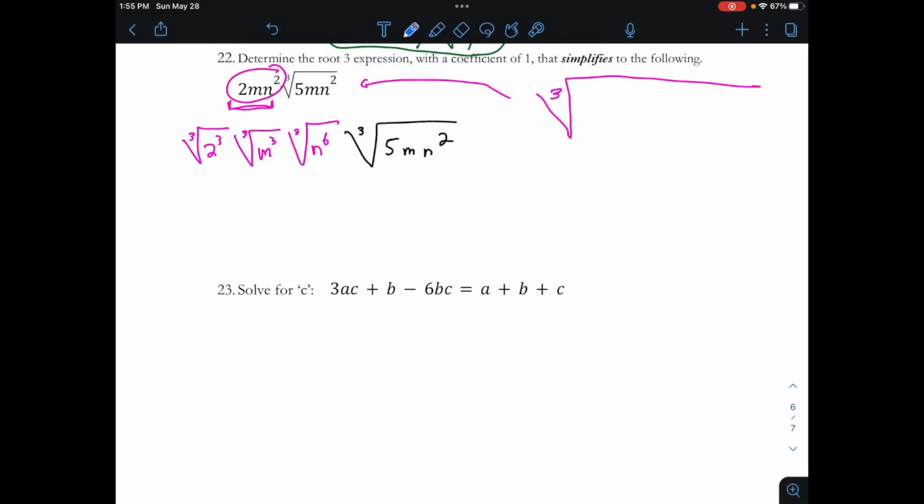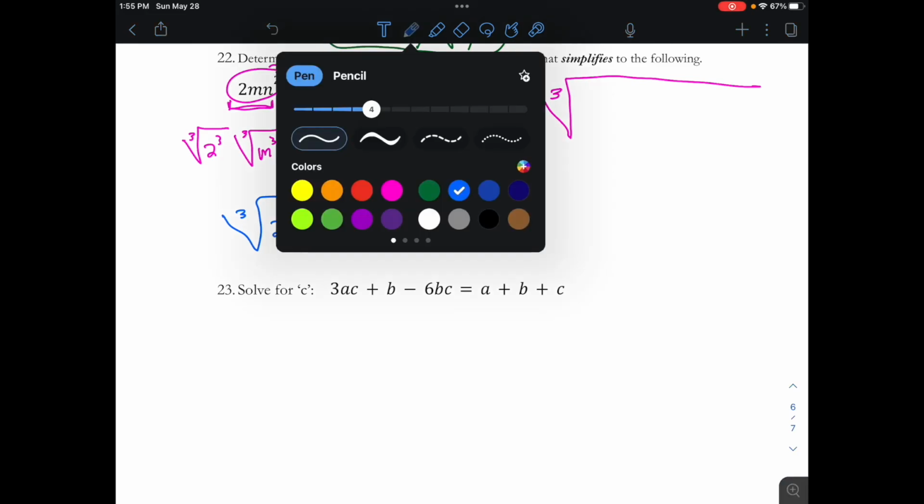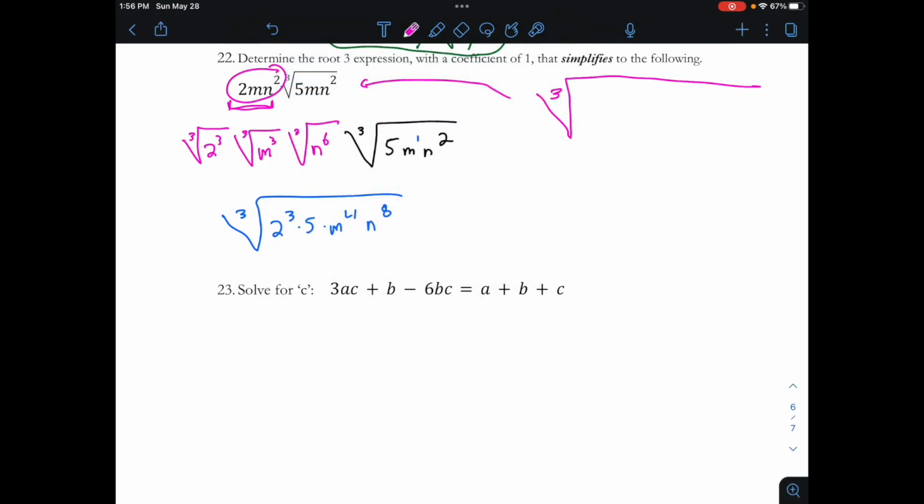And then with our properties of radicals, we can combine all this under a single radical because it's the same degree. So we get 2 cubed times 5, m to the 4th, because of m to the 1st, m cubed, and n to the 8th. And so this all simplifies back to our original thing, but the point was to have an expression that would simplify back to it. What was the original expression? So 2 cubed is 8 times 5 is 40, and then m to the 4th, n to the 8th, and we are done.